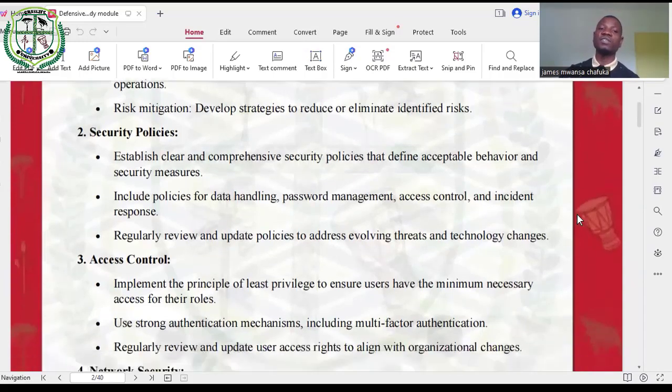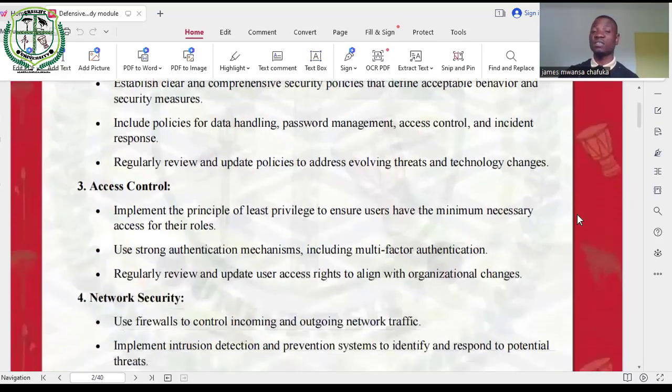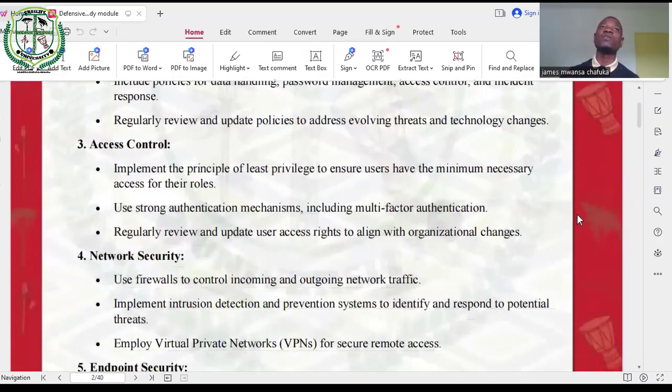Now, let us proceed by looking at access control. On access control, point one, we are saying to implement the principle of least privilege to ensure users have the minimum necessary access for their roles.